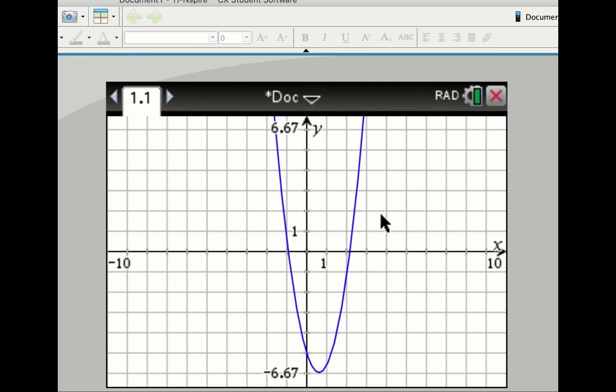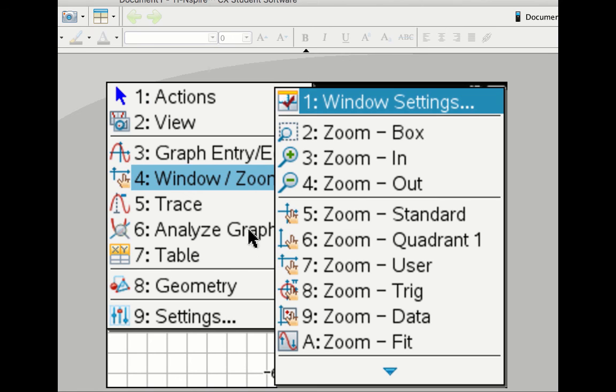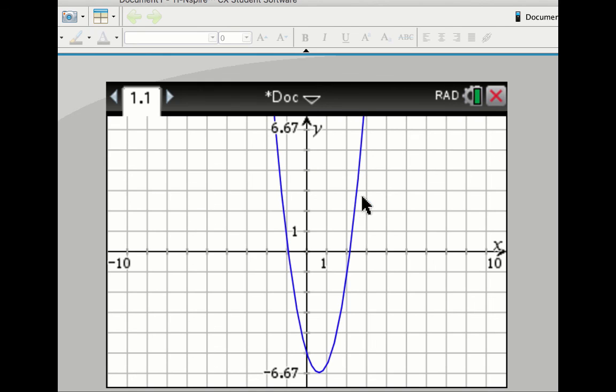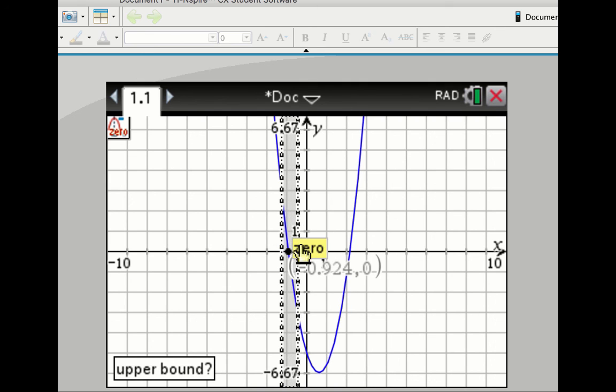And so now we're going to go back to menu. When I choose menu, I'm going to do analyze graph. I want to analyze the zeros, because zero is the same as the roots, which is the same as finding solutions. Now it's going to tell me lower bound. So it means go on the left side of the zero. I click, and now it's going to change to upper bound. I'm using a TI-Nspire, by the way. I'm going to click when I'm to the right of the zero.